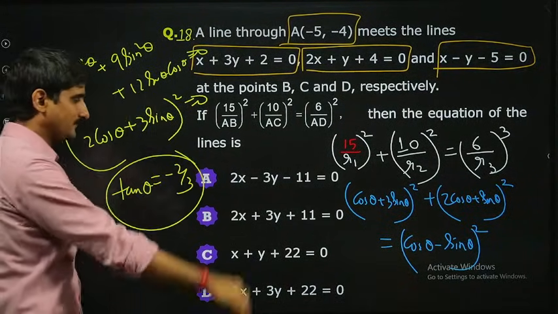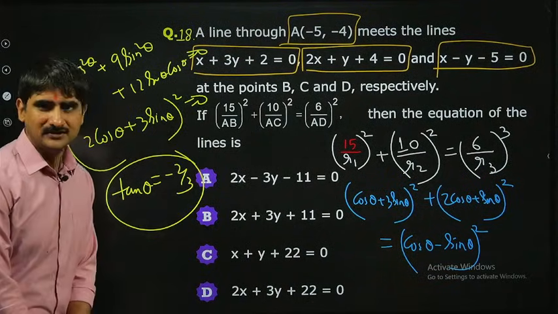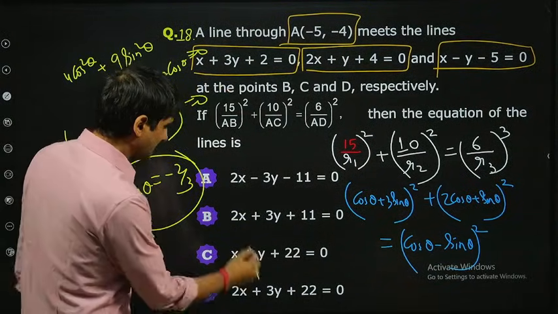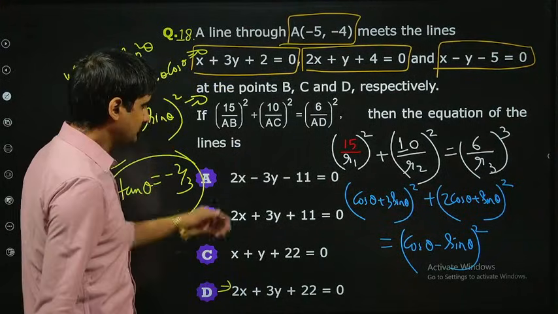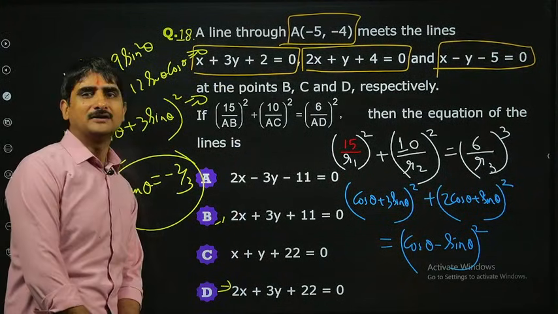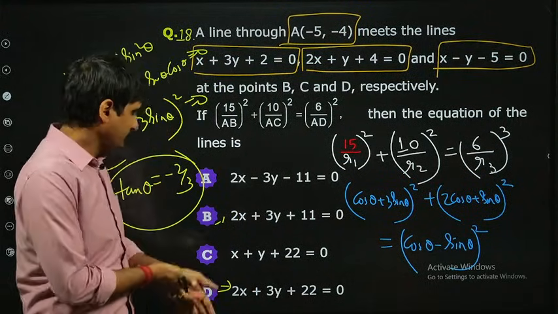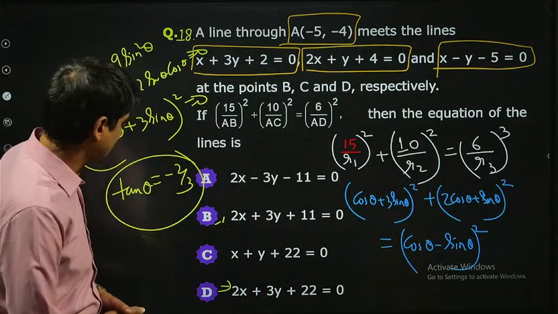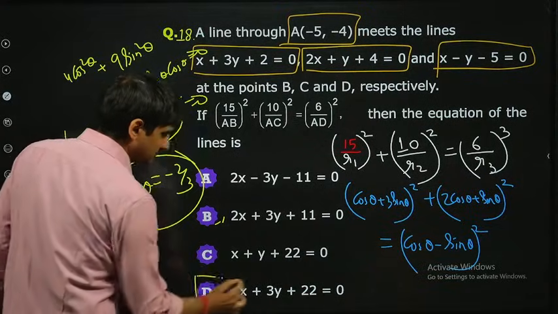That's it, bachcho. Slope is minus 2 by 3 and passing through the point minus 5 comma minus 4. You can have that equation. So which one satisfied it? Basically minus 5 minus 4. Yeah, D1 should be the answer.